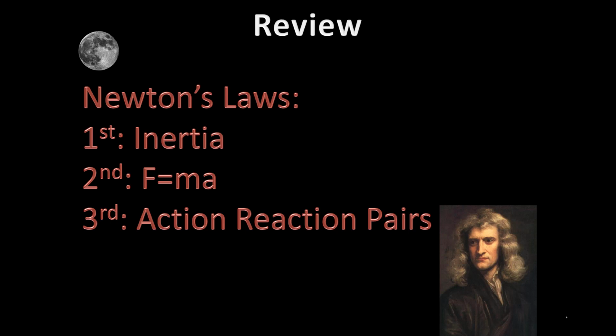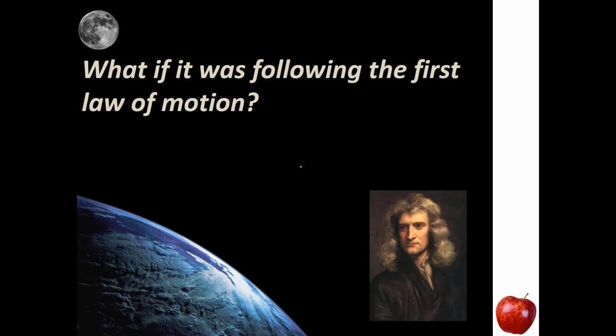So remember Newton's laws. The first law was the law of inertia, where an object in motion is going to stay in motion. An object at rest stays at rest unless acted upon by an outside force. The second law was force equals mass times acceleration, or acceleration is caused by force, depending on the mass. And then we have action-reaction pairs, which is the third law, where there's a force, there's an equal and opposite force on a separate object. So two objects here versus one object there. With that review, let's see what Newton thought.